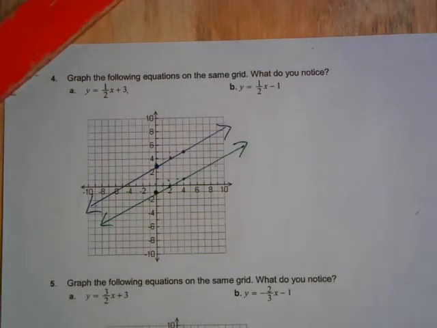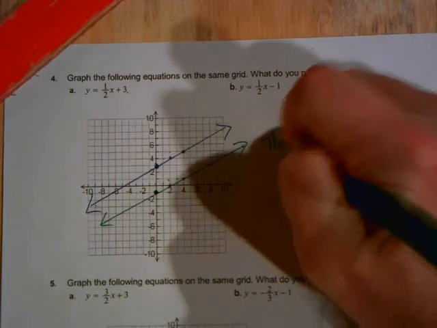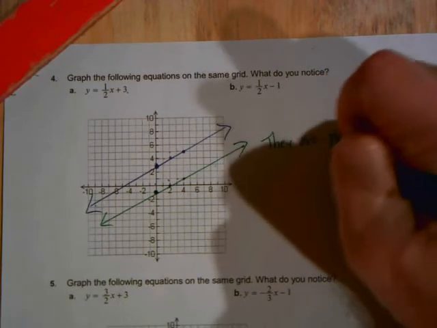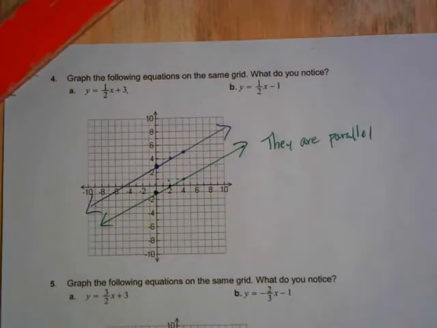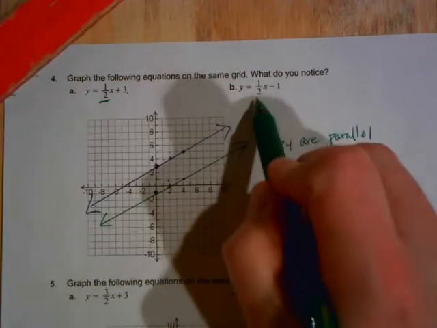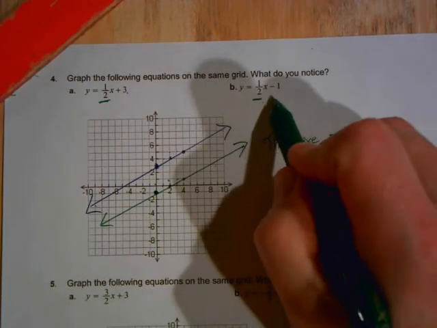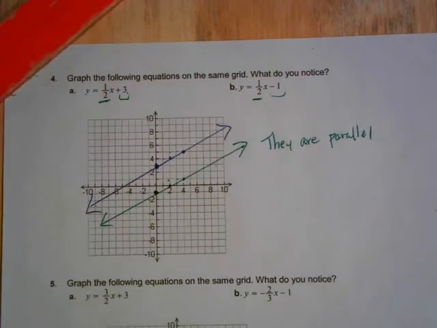And what do we notice about those two lines? Well, what we should notice about those two lines is they are parallel. Why are they parallel? Well, they're parallel because they have the same slope and they had different intercepts. What does parallel mean? Parallel means two lines that never cross. The way they're never going to cross is they're going to be going the same direction and they're going to have the same steepness.